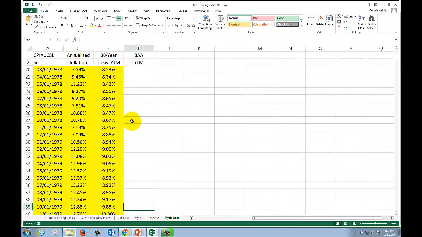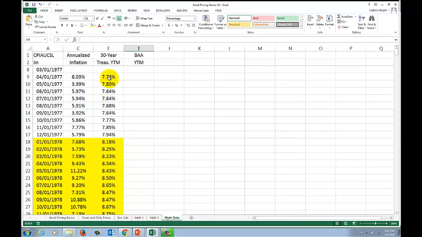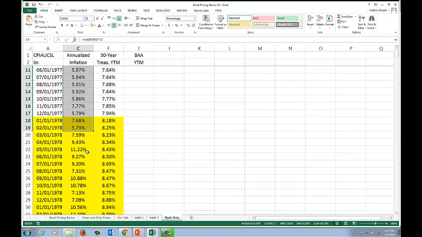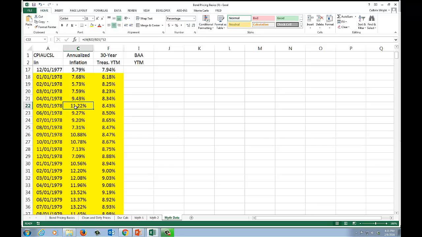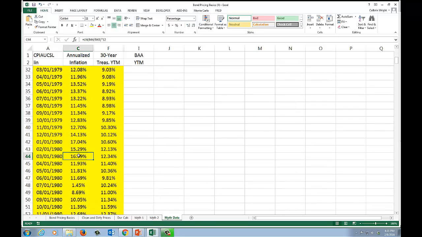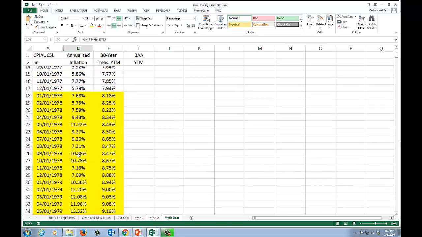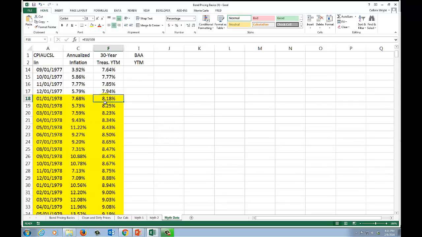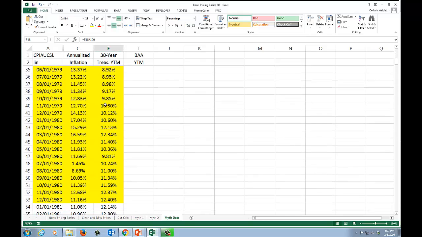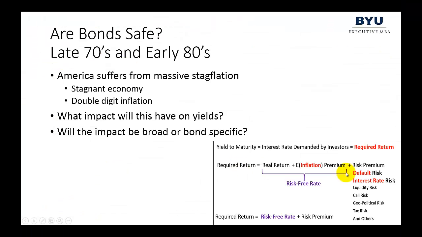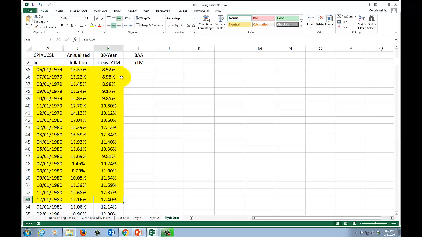If you look at the 1970s, you can see inflation really starting to tick up. We go from 7 to 11. We peak out at 16. You can also see that the yield to maturity on treasuries is gradually increasing until it also peaks out at about 12.4%. So sure enough, inflation increases and we see similar increases in yield to maturity in this treasury market. You would see the same thing, by the way, if you looked at other types of bonds.